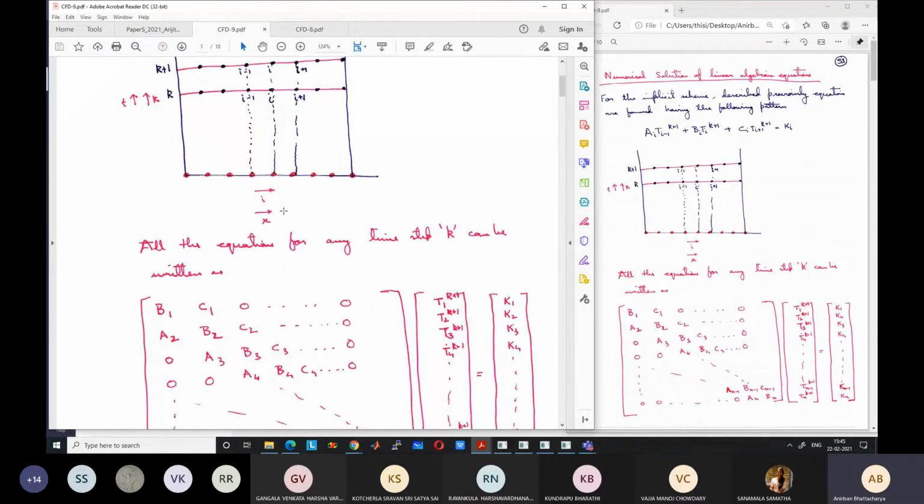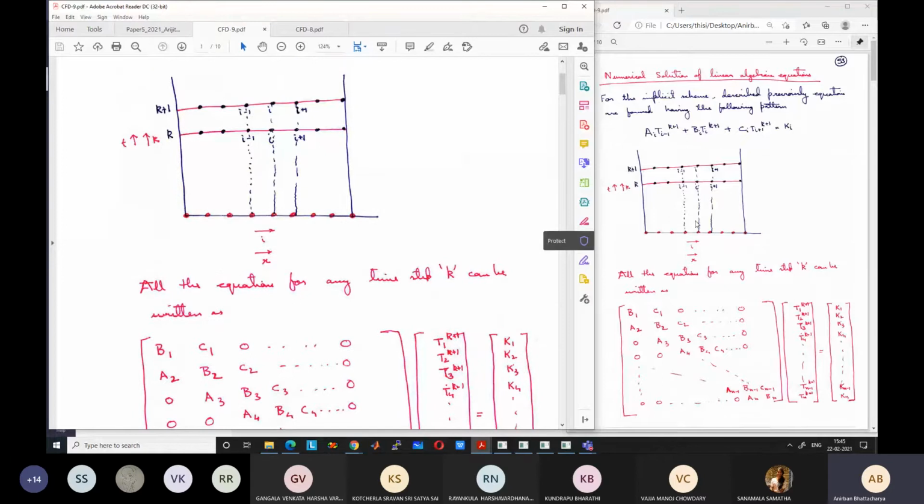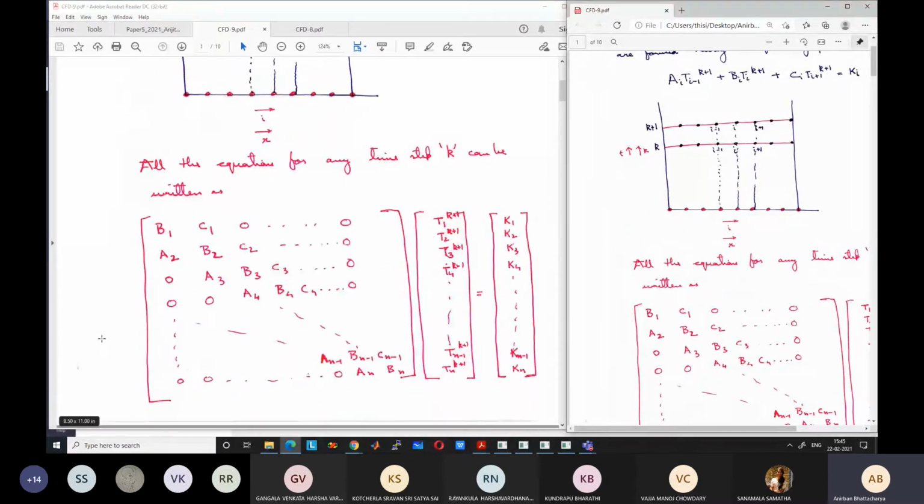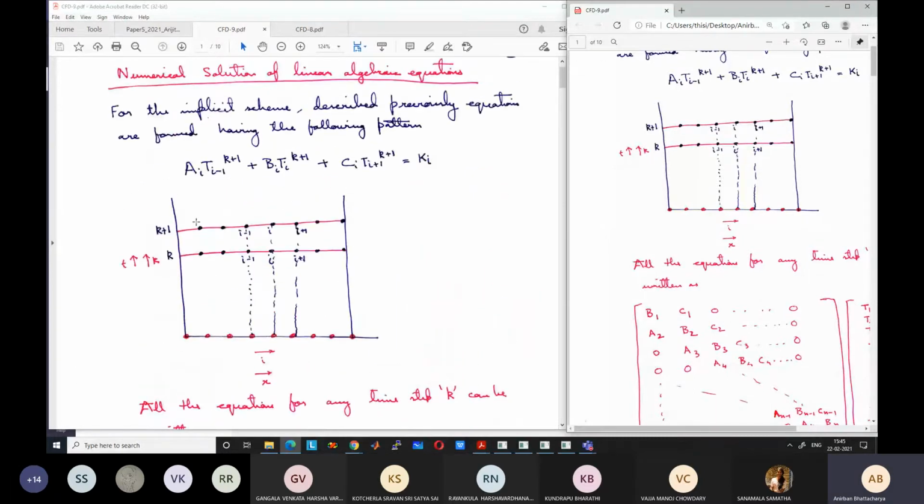So all these n equations can be written in matrix form now. I have the diagram open here for reference. How? So what is the first equation? The first equation is for i equal to 1. If i is equal to 1, what is i minus 1? What will be the coefficient of i minus 1? What will be the value of Ai?